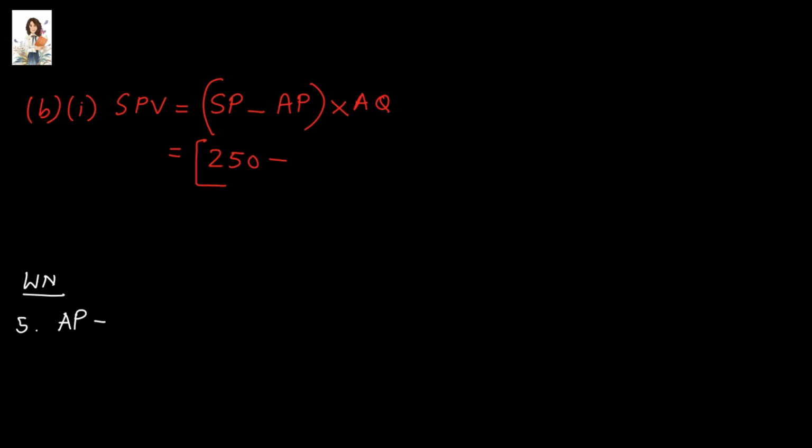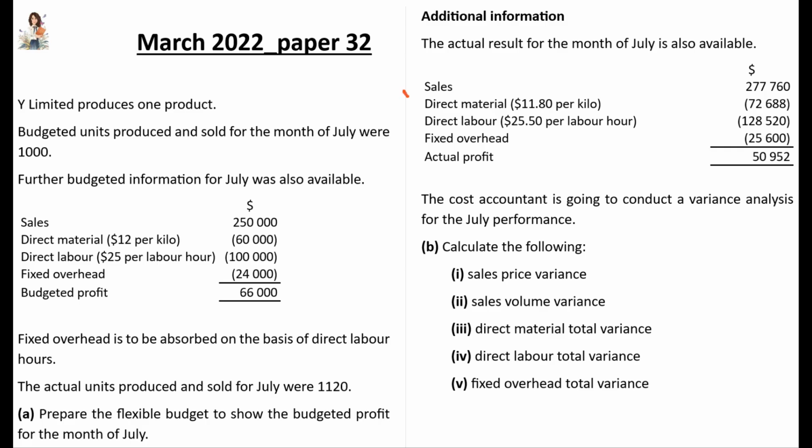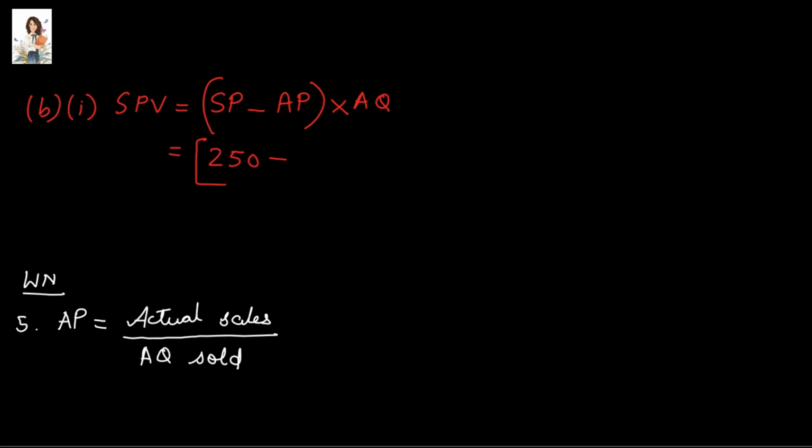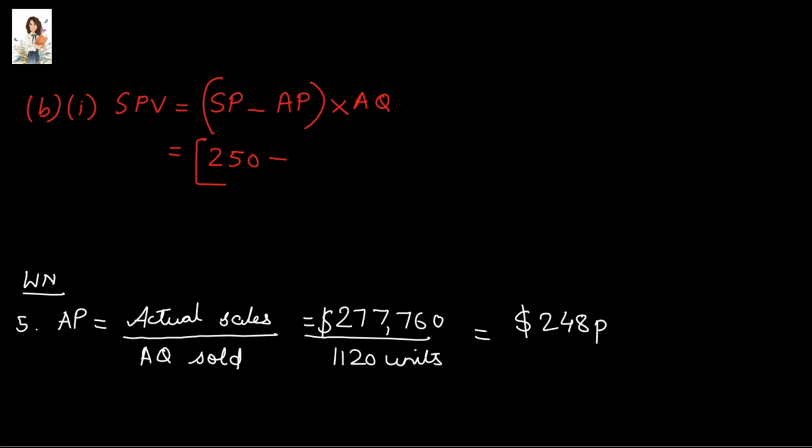Actual selling price is equal to actual sales upon actual quantity sold. The question says that the actual sales were $277,760 and the actual units sold were 1,120. So the actual selling price is $277,760 upon 1,120 units, which gives us $248 per unit.